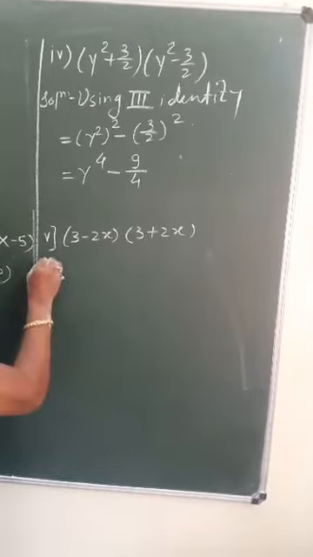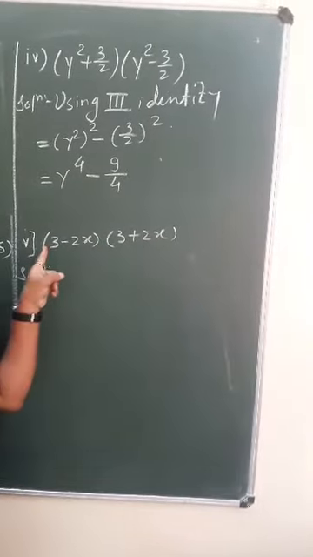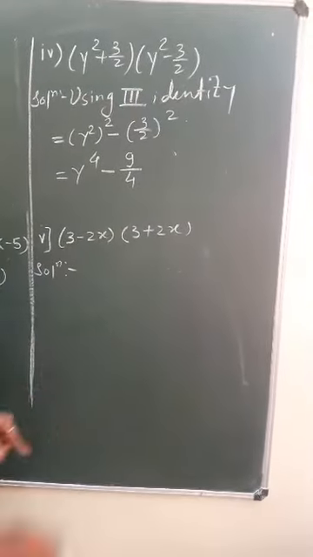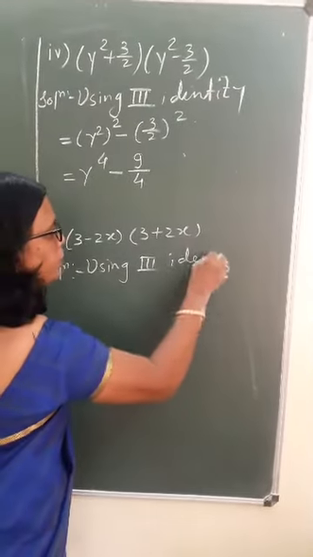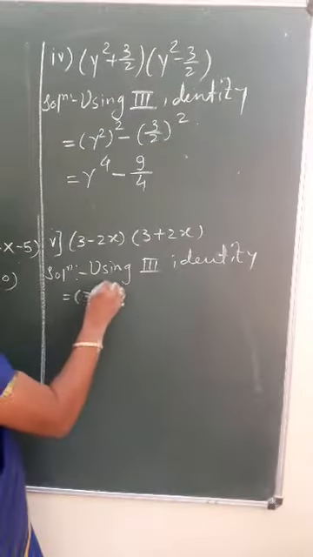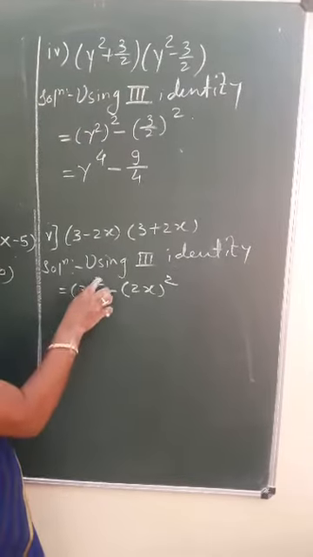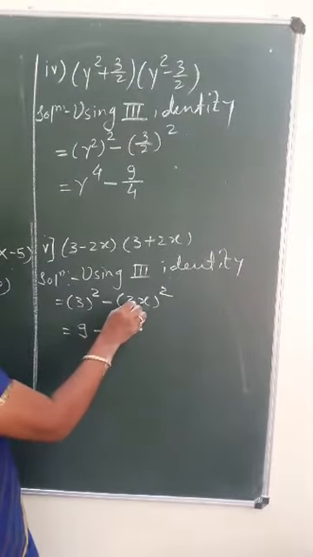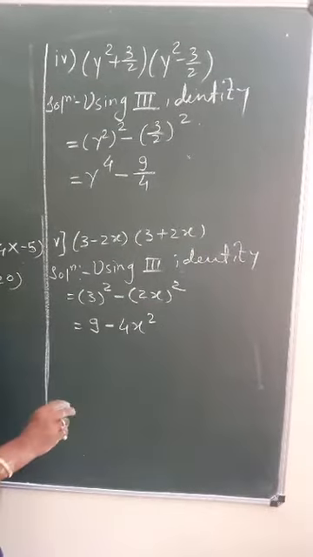Next, fifth problem, 3 minus 2x, 3 plus 2x. Are you finding in both the brackets the first term is the same, and the second term is also the same? Here it is negative, here it is positive. So we will say, using the third identity. What is the third identity? That is first term square minus second term square. The first term is 3, that's why we write 3 square minus the second term, 2x whole square. First term square means 9, minus 2 square is 4x square. So we get 9 minus 4x square.